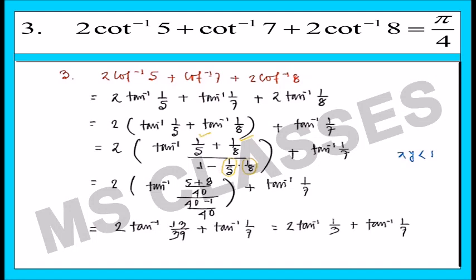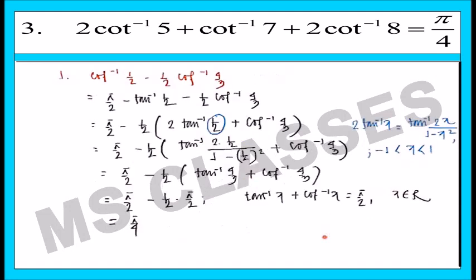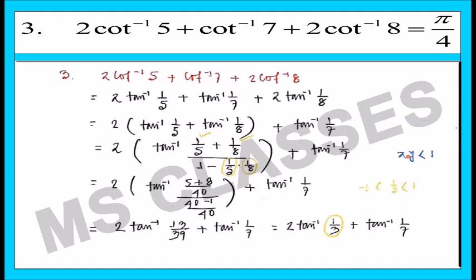Now this number 1 by 3 is definitely lying between minus 1 and 1. So you can apply the formula. Which formula? 2 tan inverse of x equals tan inverse of 2x by 1 minus x square, when x is lying between minus 1 and 1. So here we can write this one as tan inverse of (2 by 3) by (1 minus 1 by 9).